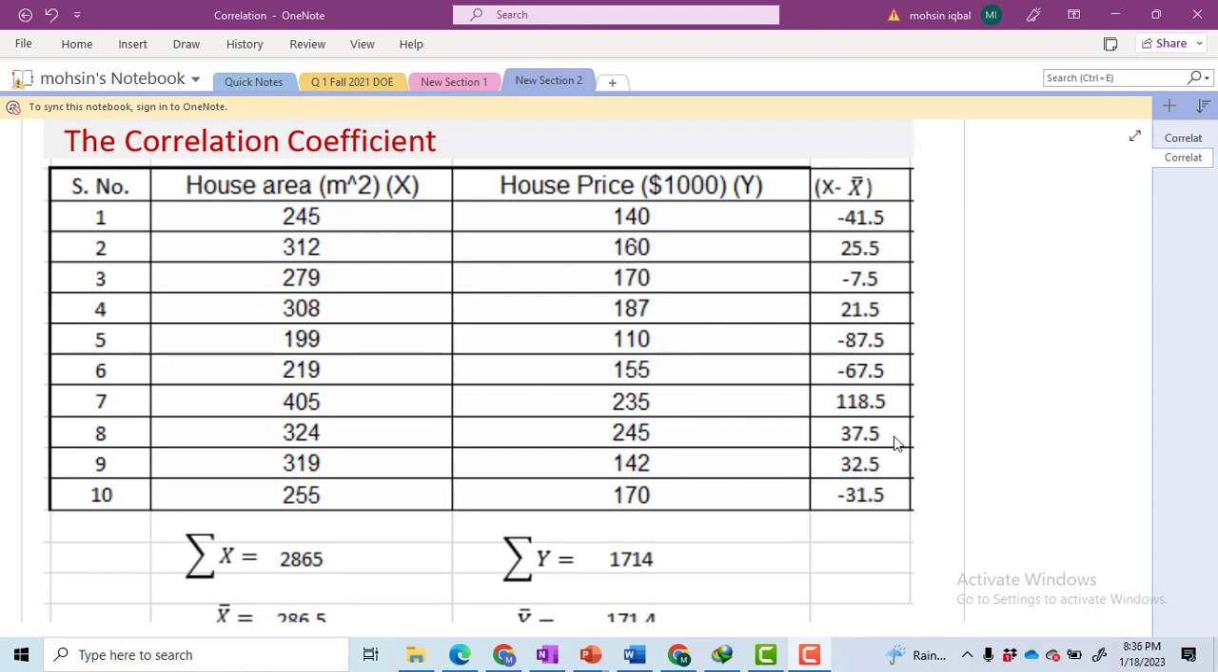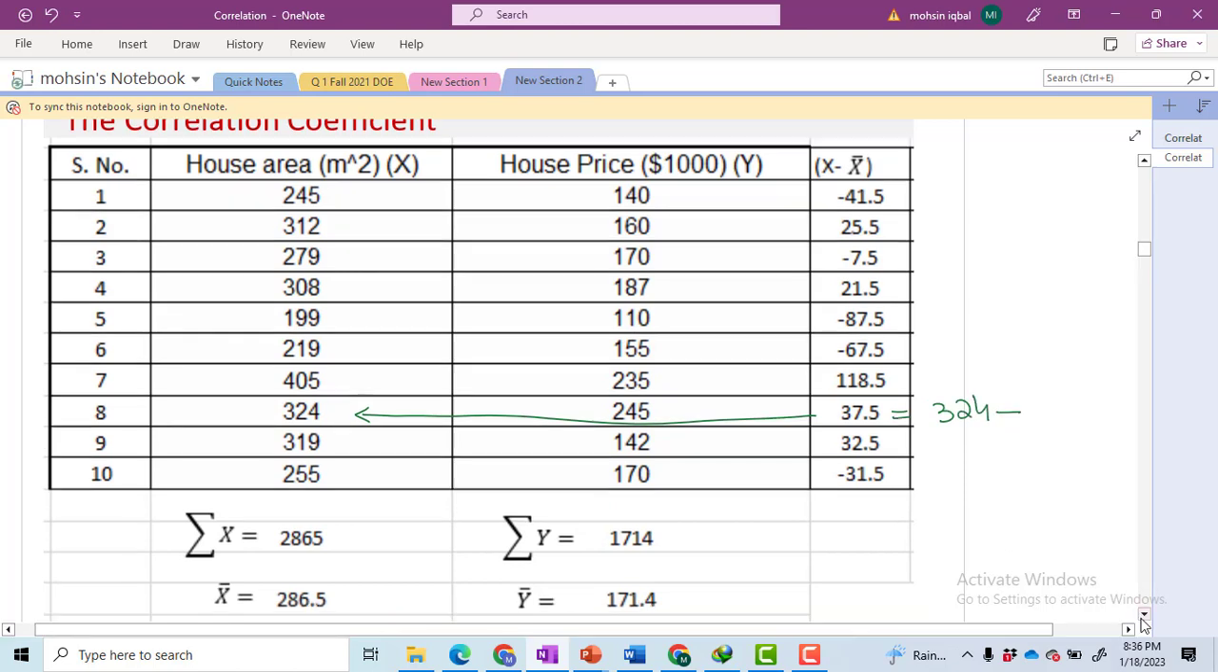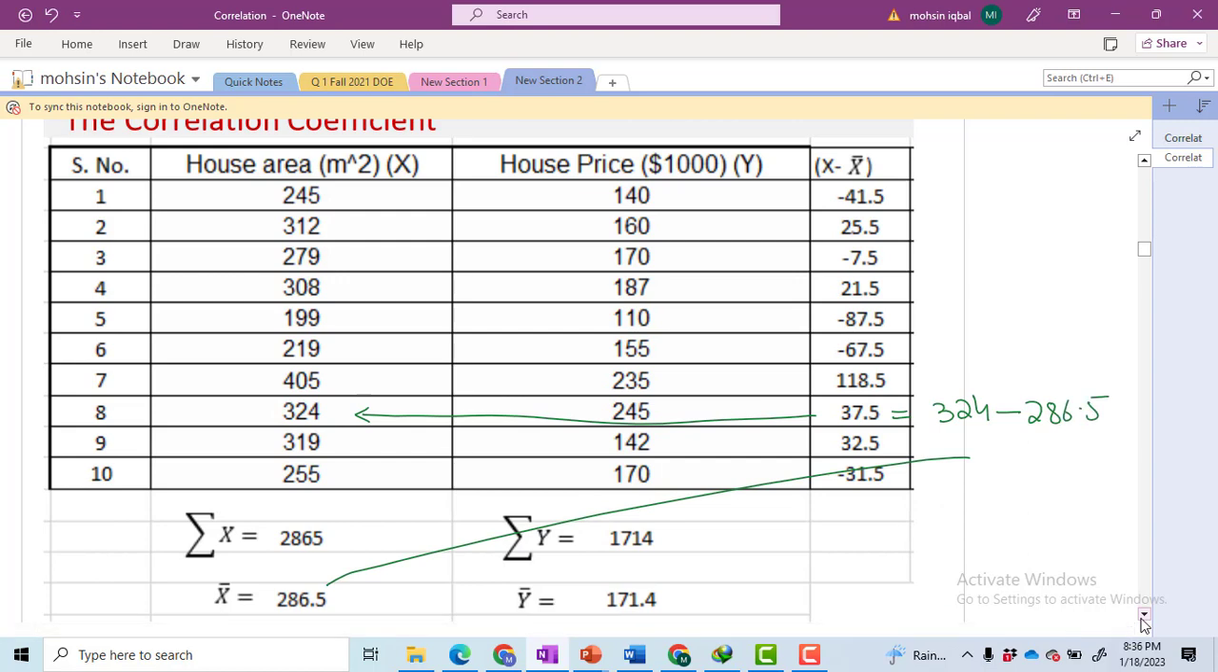Let's suppose we want to see how this value 37.5 is calculated. In front of this I have X8. So X8 is 324 minus 286.5, which is the mean. I will write here 286.5 and we will get the answer 37.5. So far we have calculated X minus X bar.